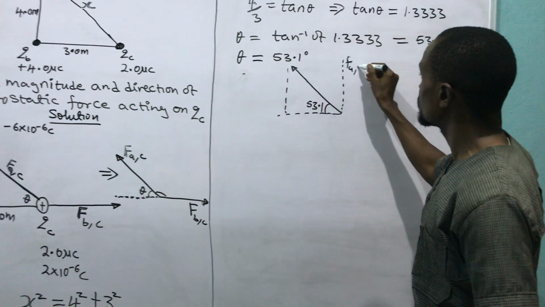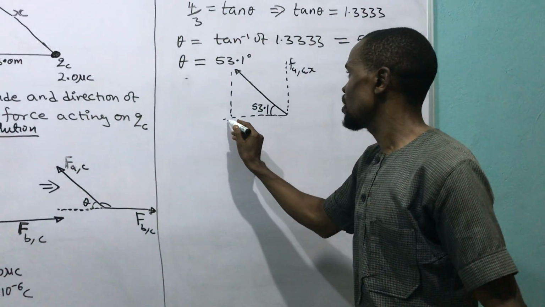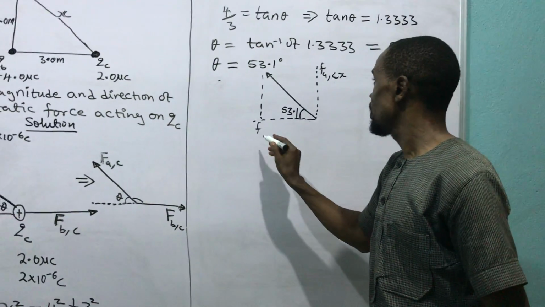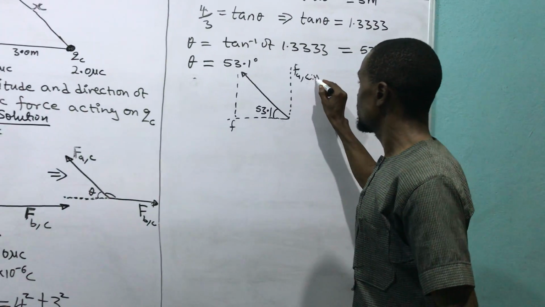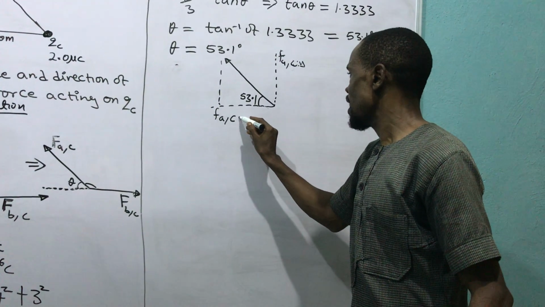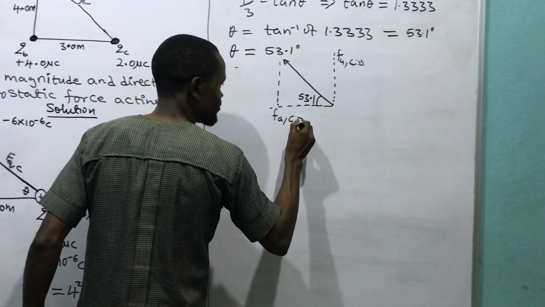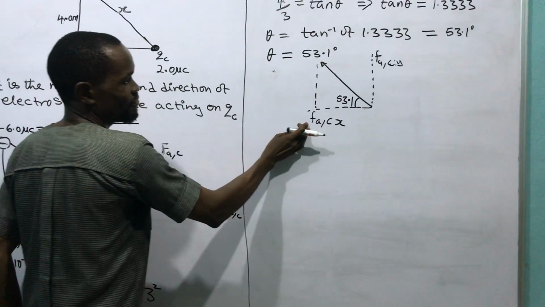FA on C X. Why did this one become what? XY. This one becomes FA on C Y and X. This is for the X axis.